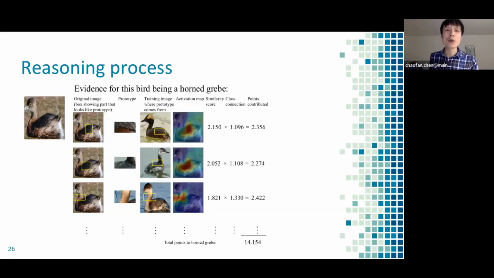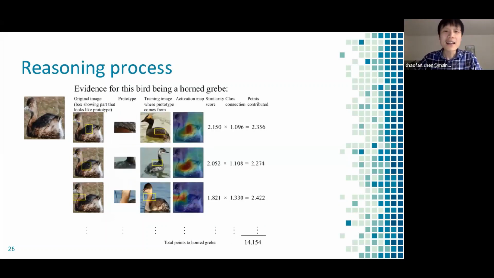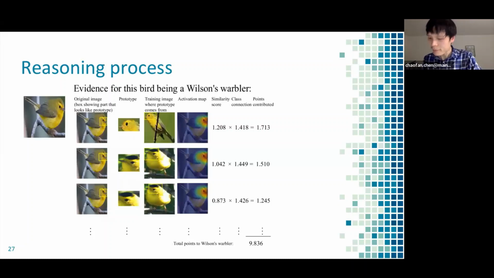And the second highest scored class has a score of 14.154. So it has lower points. Therefore, again, right, the network classifies it as a pie-billed grebe. And it's a correct classification in this case. And I'll show you another example. In this particular slide, we have a test bird of prothonotary warbler.